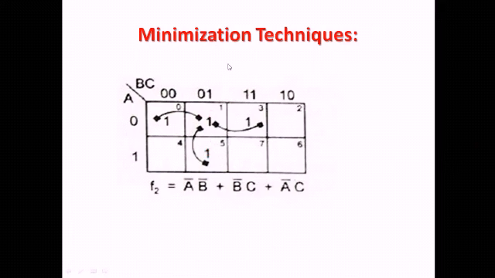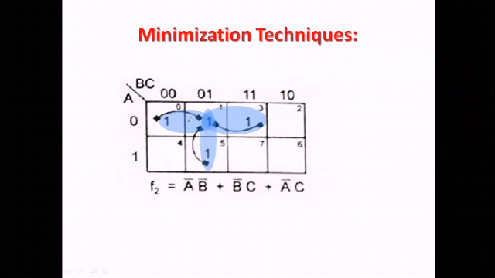Now we can see that these two ones are adjacent to each other, so we can do one pairing. Again, this one and this one are adjacent, so we are doing the pairing here again. Now this one and this one are adjacent, so we are doing the pairing again here like this.